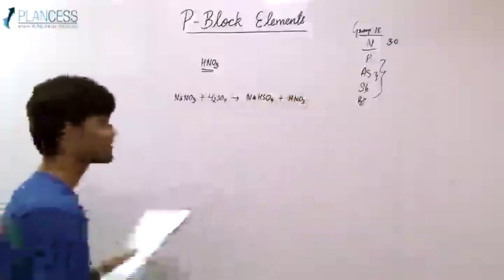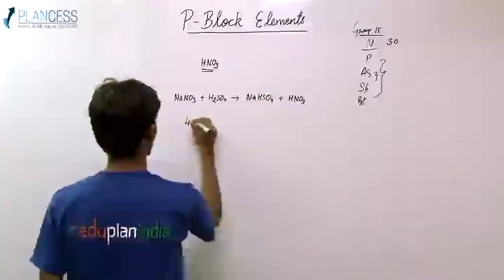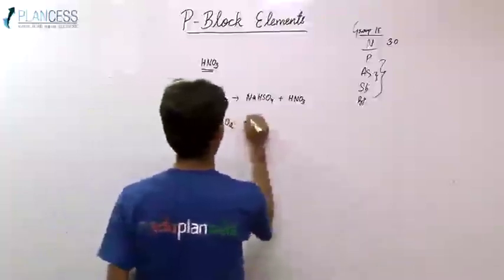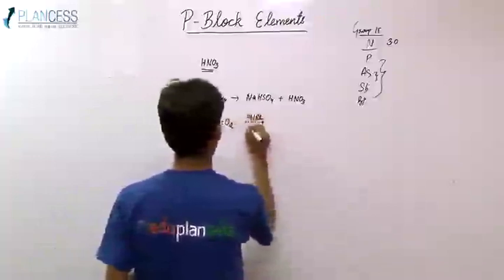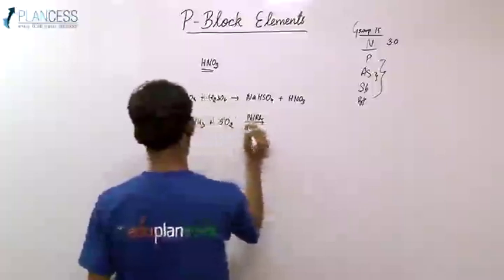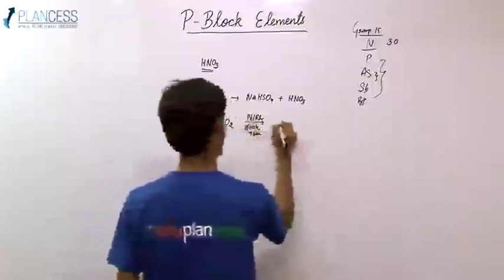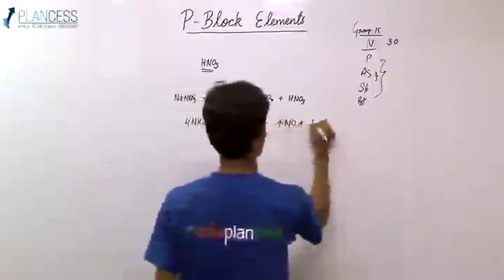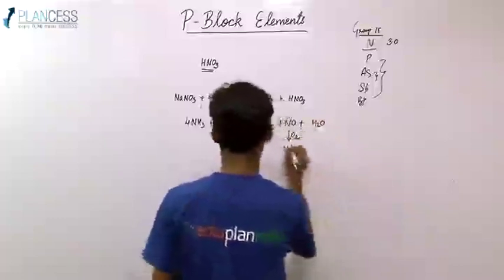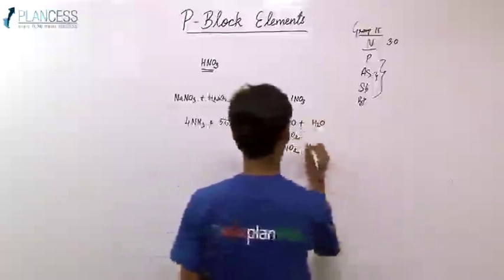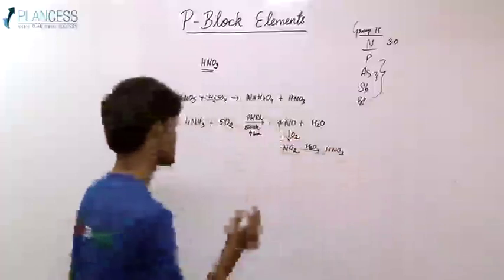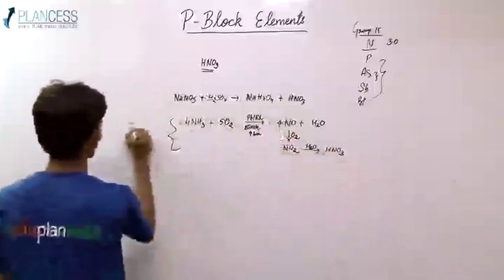As for the large scale, it is formed by the reaction of ammonia with oxygen, in the presence of platinum or rhodium gauge at a temperature of 500 Kelvin and a pressure of 9 bar. It forms 4 molecules of NO plus H2O, and this NO combines with oxygen to form NO2, and when hydrolysis of NO2 is done, it forms HNO3. So this is the complete reaction.